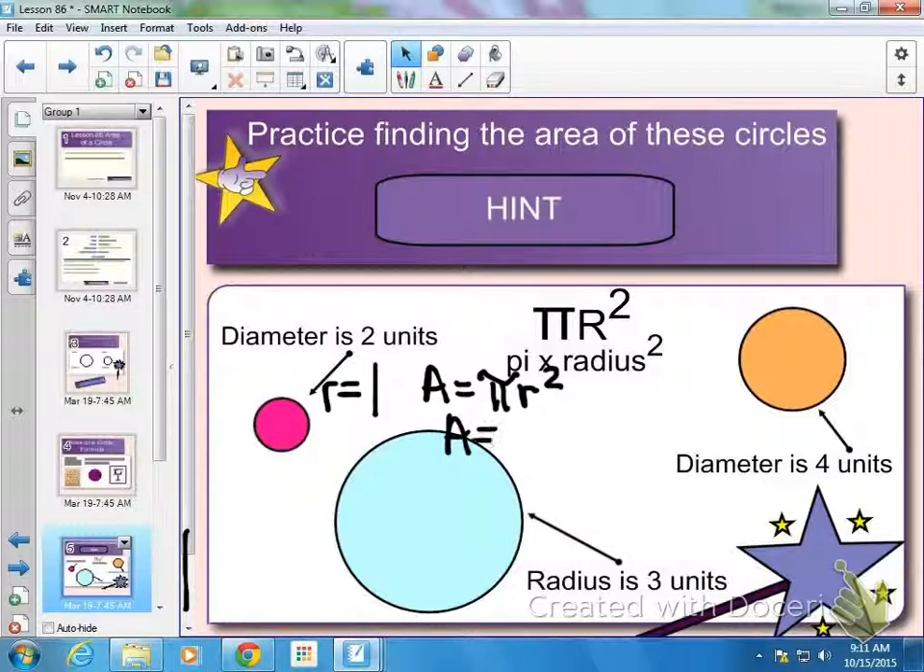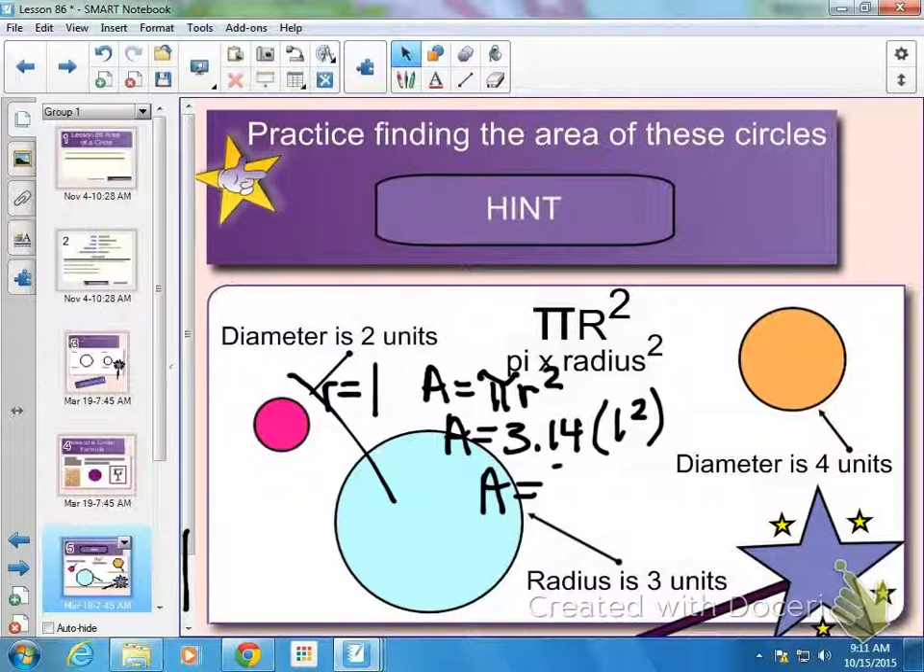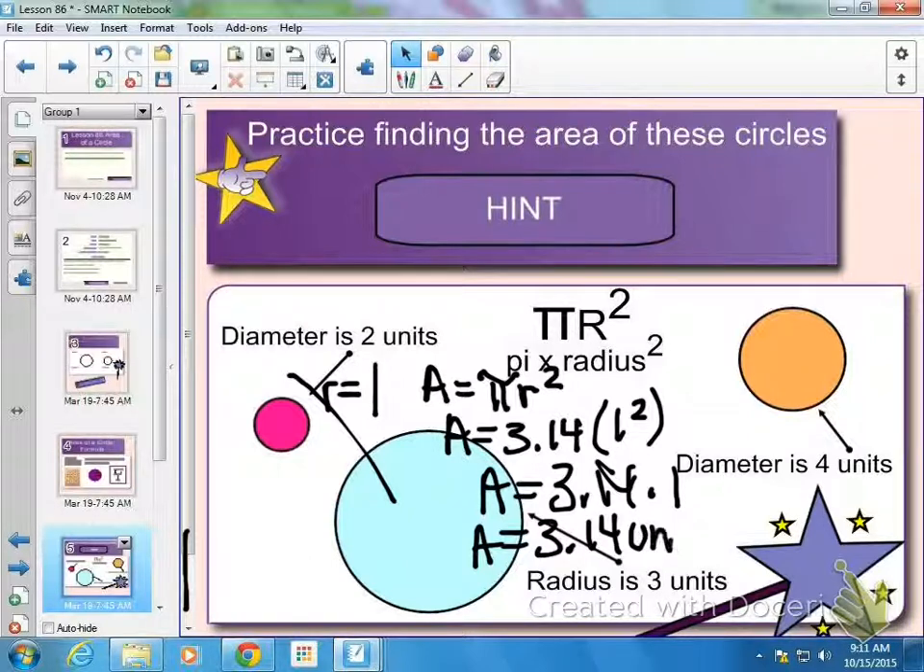So my area equals 3.14 times 1 squared. Well, 1 squared is really 1 times 1, which is just 1. So I know area equals 3.14 times 1. So my area equals 3.14 units squared. Okay, so you guys feel good about that?